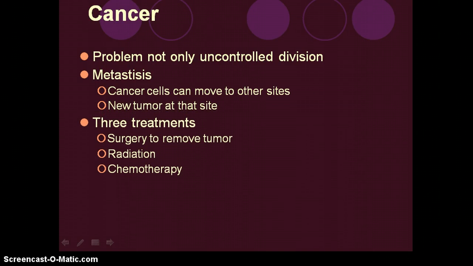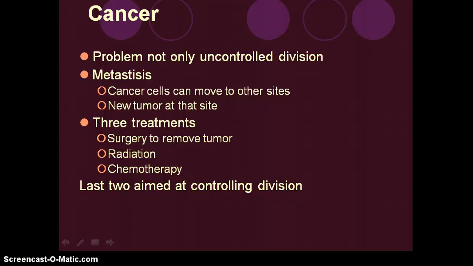So there's three main treatments: surgery to remove the tumor, radiation, and chemotherapy. And the last two are aimed at controlling the division. Those last two, radiation is a little more specific to the particular tumor. It's basically an injection to that site. It can still cause damage to healthy cells as well. And chemotherapy is a little bit more full body, and it still can cause damage to normal cells.